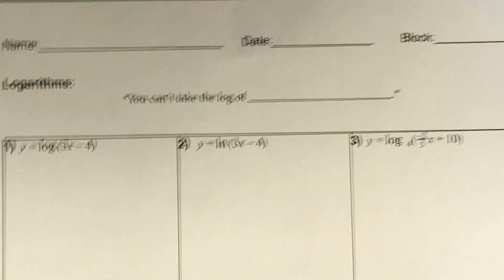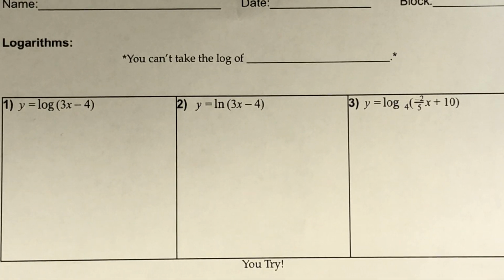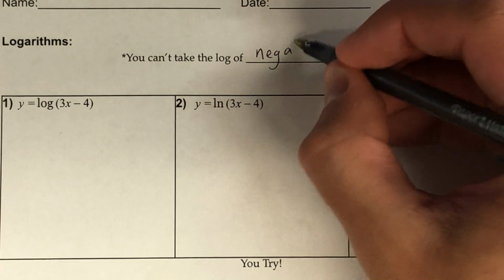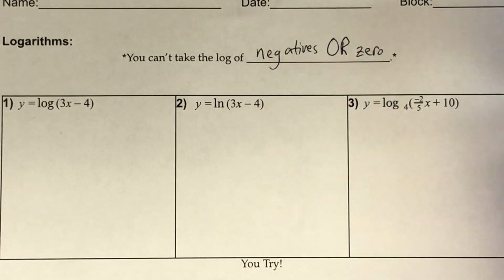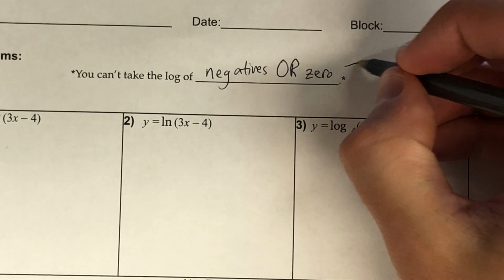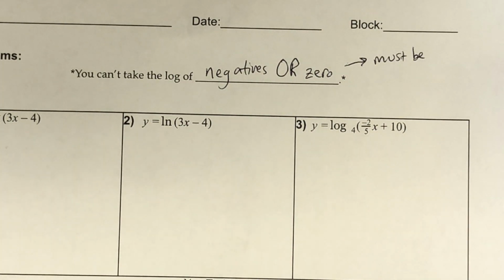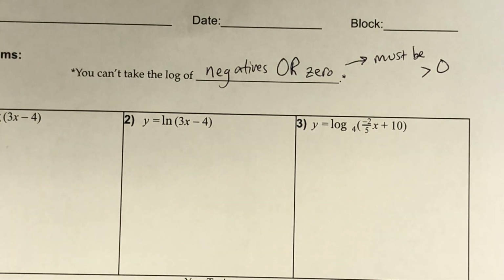So logarithms, maybe not super familiar, but you may recall you cannot take the log of negatives or 0. Can't take a log of a negative number or 0. So in this case, if it can't be negative and can't be 0, you have to look for greater than 0. So not greater than or equal to, just greater than 0.